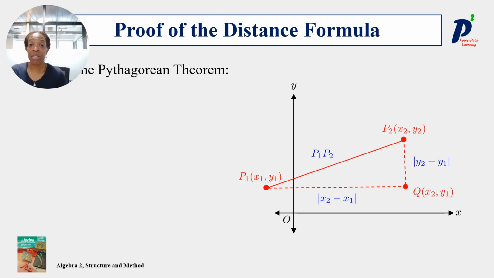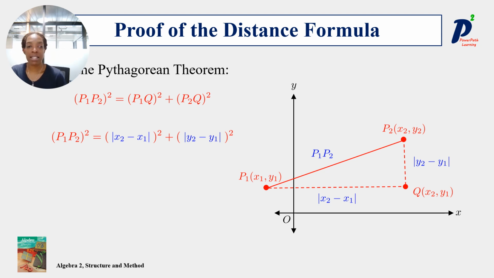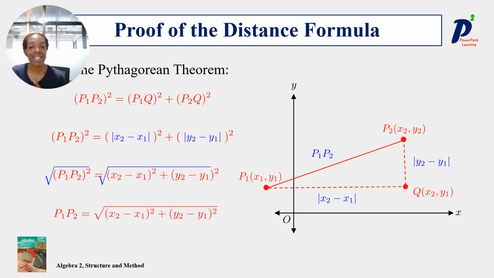Now we can use the Pythagorean theorem to form an equation, right? Because we know that the sum of the legs squared equals the hypotenuse squared. So we have P1P2, our hypotenuse, squared equals P1Q squared, 1 leg, plus P2Q squared, the other leg. So now we're going to substitute our side lengths into our equation. We have x2 minus x1 for P1Q and y2 minus y1 for P2Q. Then we rewrite it without the absolute value signs, and we take the square root of both sides. And this is the distance formula.